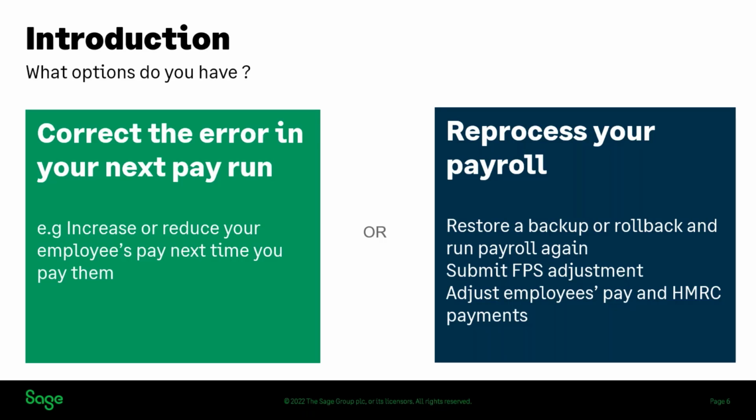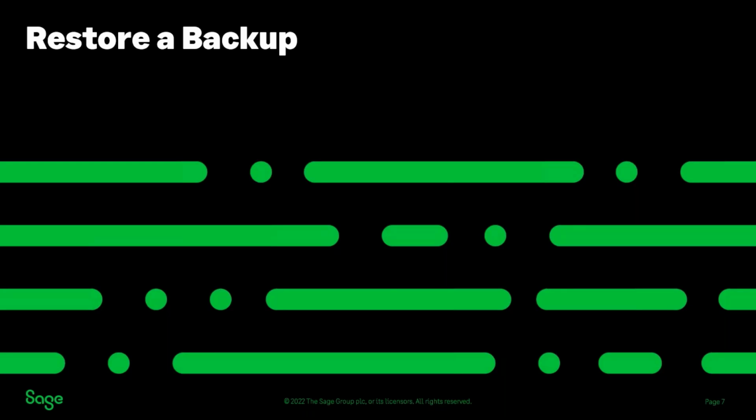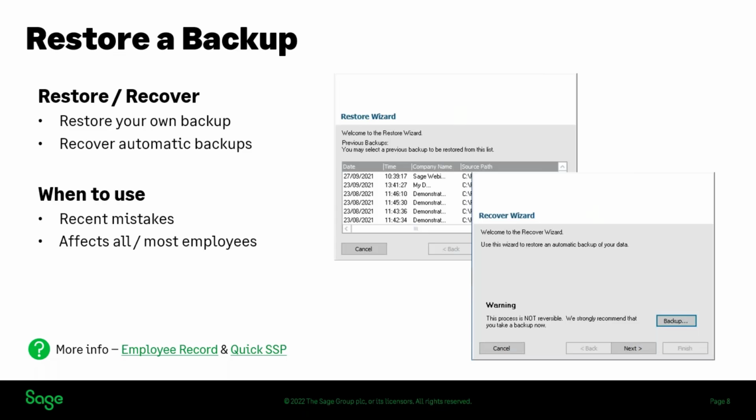So we're going to have a look at the right-hand side one, so reprocessing your payroll, and we're going to start off with restoring a backup. So restoring a backup. This is where you would restore a backup you have taken manually or when the program has prompted you to. So these will be files that you'll have saved on your PC or hopefully in a removable hard drive, so a little USB stick. It is recommended you do that as well so that you've got them separate to your actual computer in case anything goes awry with that PC itself.